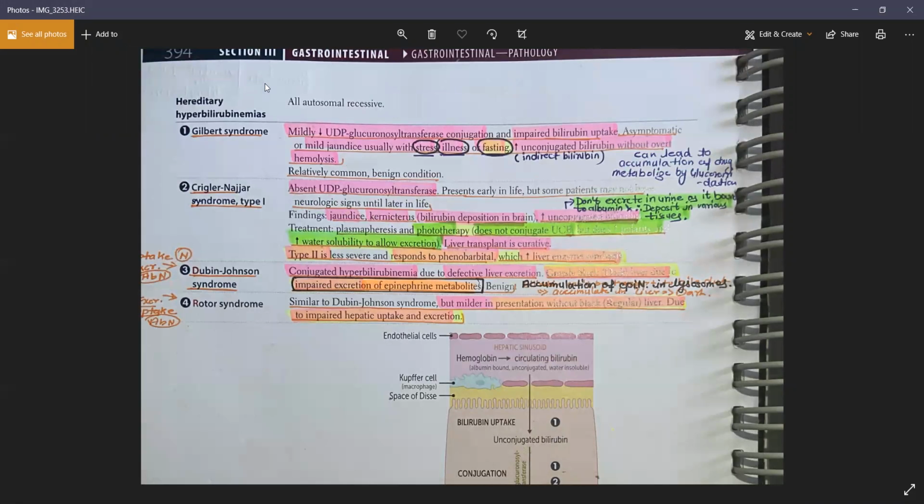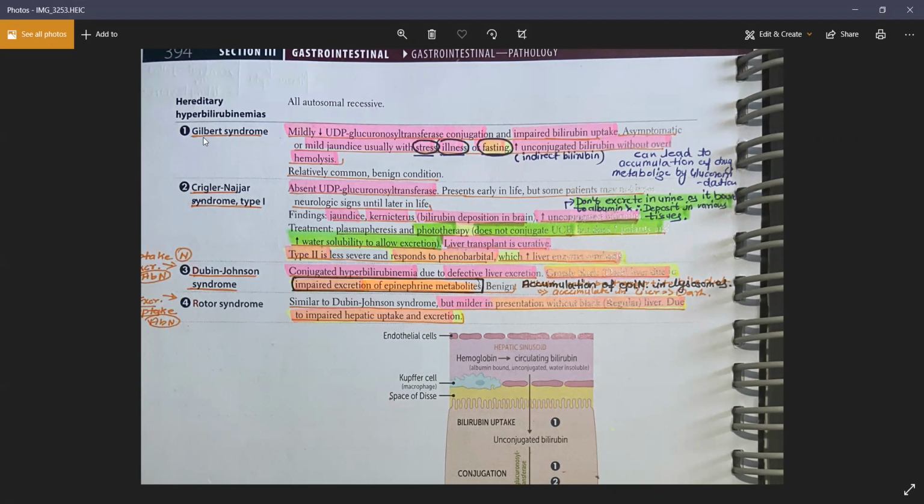Now, the causes of conjugated and unconjugated hyperbilirubinemia. Gilbert syndrome and Crigler-Najjar syndrome are the causes of unconjugated hyperbilirubinemia. Dubin-Johnson and Rotor syndrome are the causes of conjugated hyperbilirubinemia, right? So let's discuss Gilbert and Crigler-Najjar syndrome.